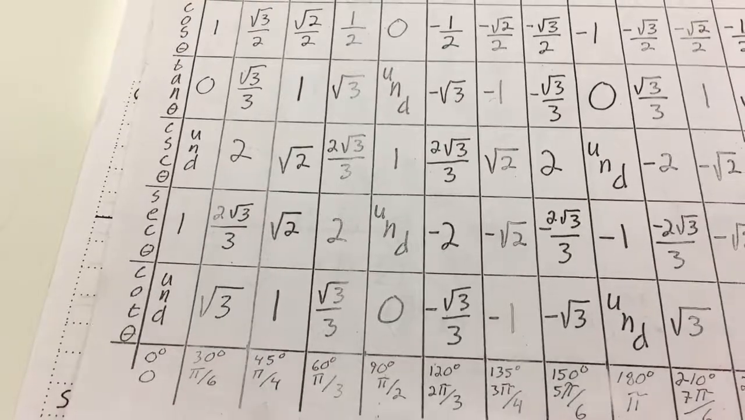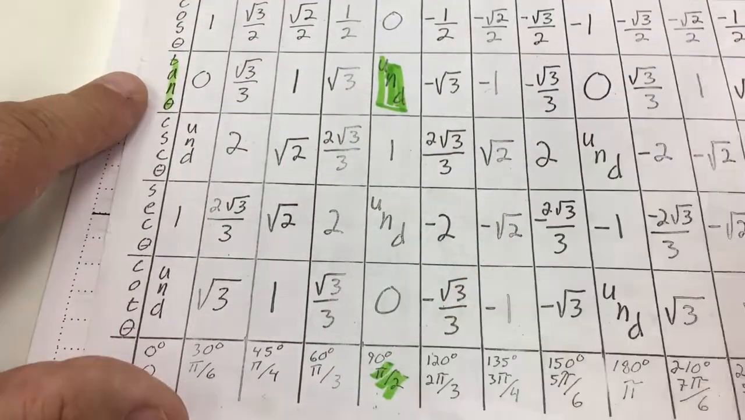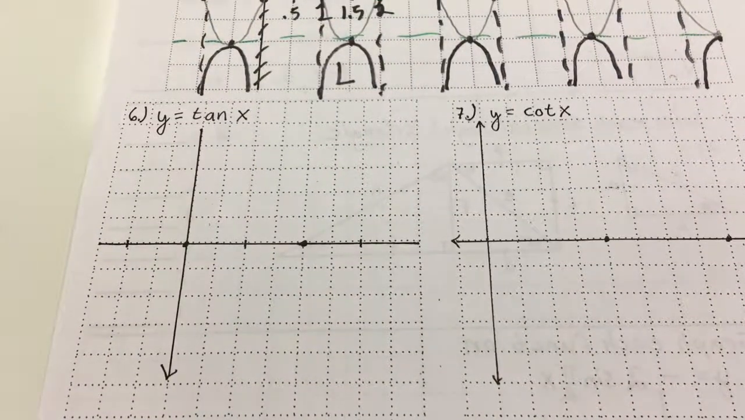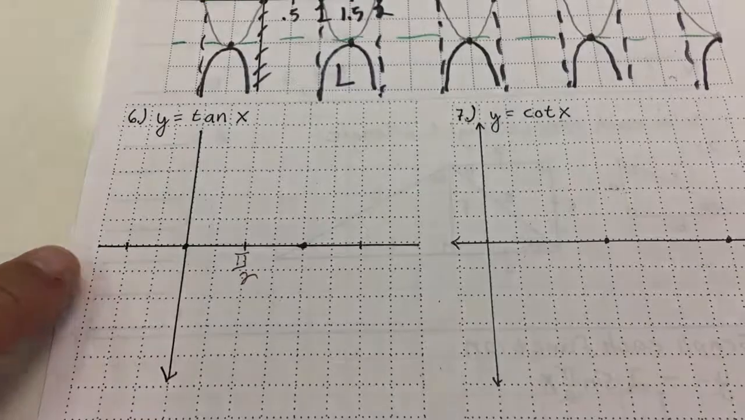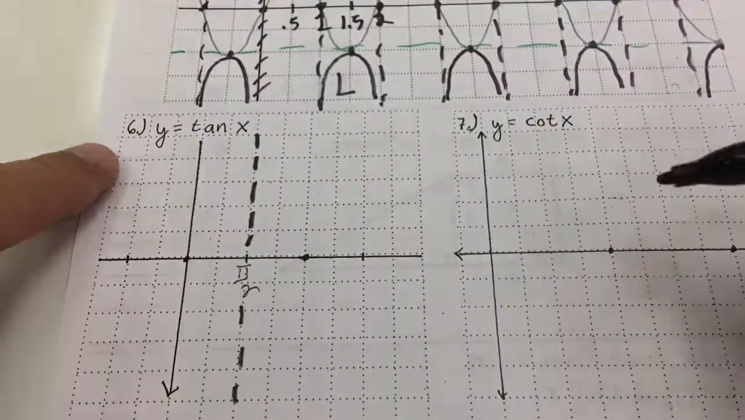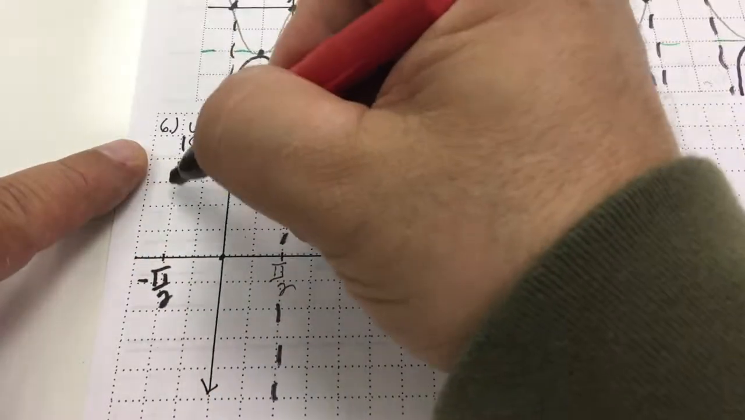Tangent. If you notice on the unit circle, where the tangent is undefined, it's at 90 degrees, or pi over 2. So that's where my first vertical asymptote is going to be, where tangent is undefined. So I'm going to go right 2 units, and I'm going to put a pi over 2 there, and that's going to be my first vertical asymptote. And that's where this is undefined. Now, using that rationale, if I were to go backwards 2, that would be negative pi over 2, and that would be my other vertical asymptote.